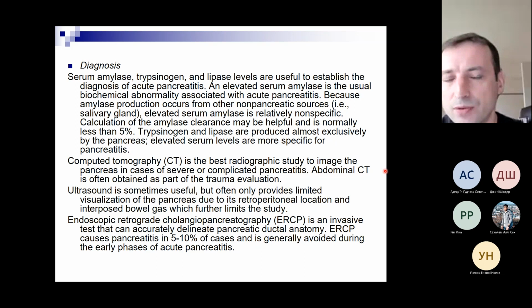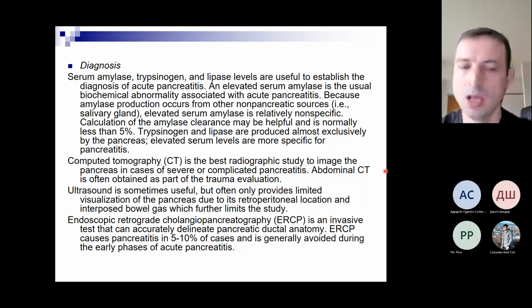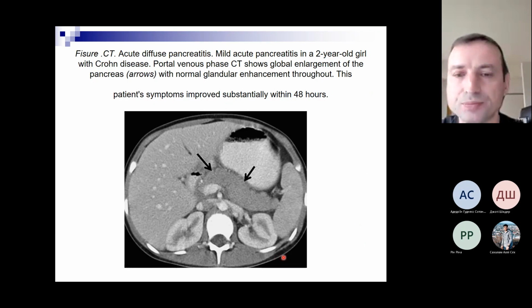Ultrasound is sometimes useful, but often only provides limited visualization of the pancreas due to its retroperitoneal location and interposed bowel gas, which further limits the study. Endoscopic retrograde cholangiopancreatography is an invasive test that can accurately delineate pancreatic ductal anatomy. It causes pancreatitis in 5–10% of cases and is generally avoided during the early phases of acute pancreatitis.